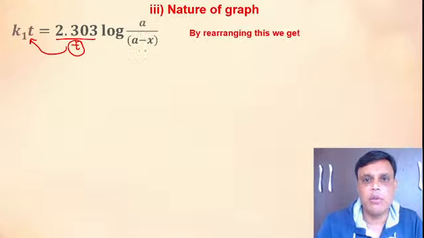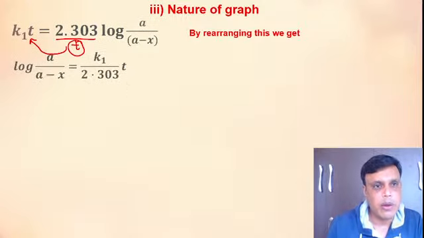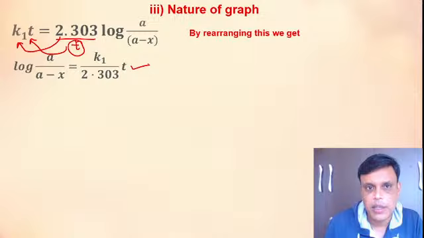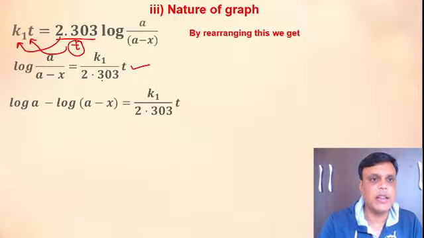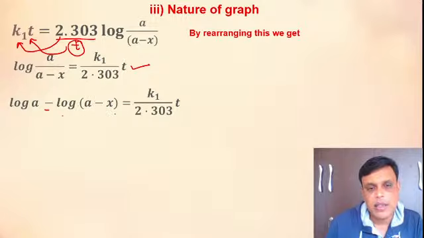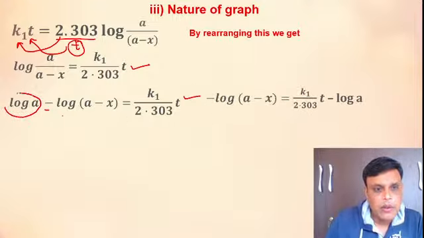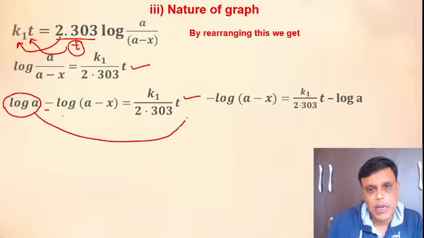Okay? So now we will rearrange this equation. We will get log a by a minus x is equal to k1 by 2.303 into t, since 2.303 was there, and we have transferred it to this side. After rearranging we will get this equation. Then we will solve this as log a minus log of a minus x, which is equal to k1 by 2.303 into t. Then we will transfer this log a to this side.